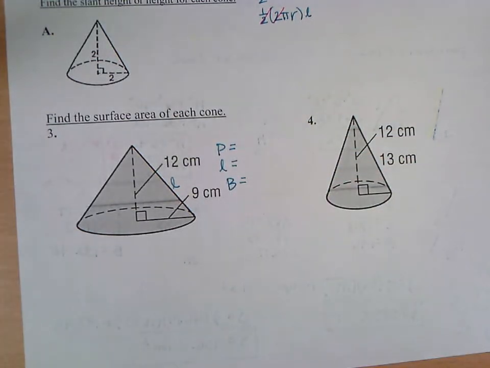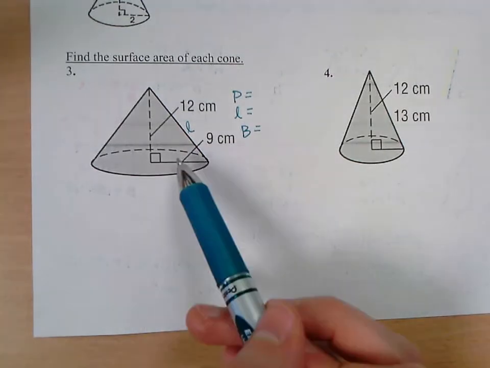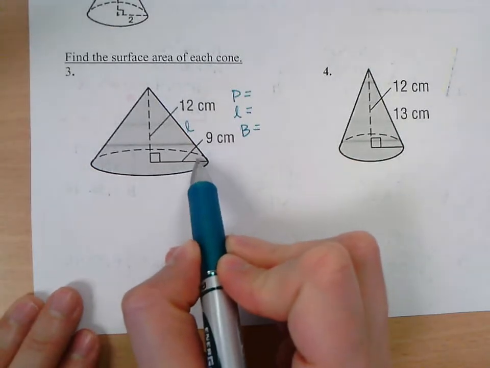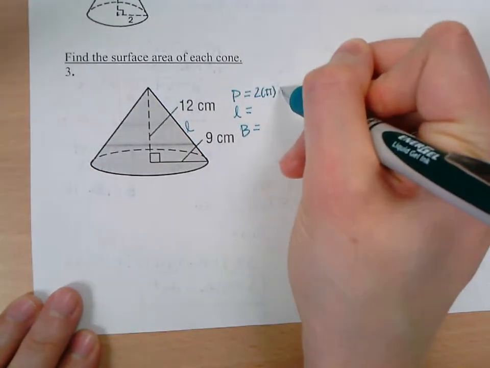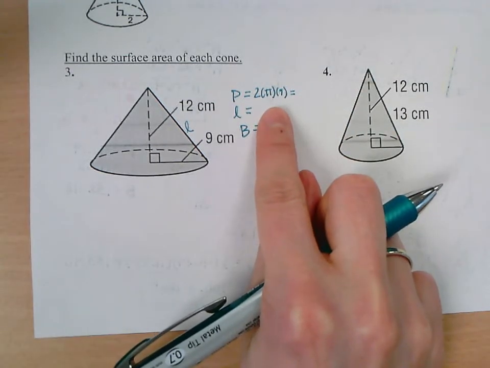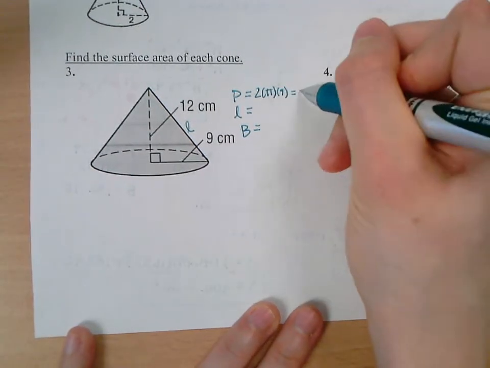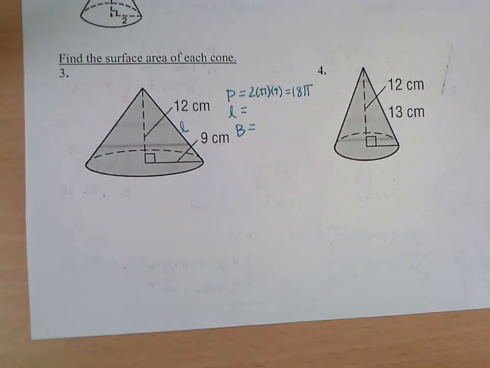Okay, so I'm going to treat this just like I did pyramids. I'm not going to think of it as a different type of problem. Perimeter of my base is the circumference. So that would be 2 times pi times the radius, so 2 times pi times 9. And again, trying to keep things exact until the very end, I'm going to multiply the 2 and the 9 to get 18. So this is 18 pi. I'm just going to leave it as 18 pi.